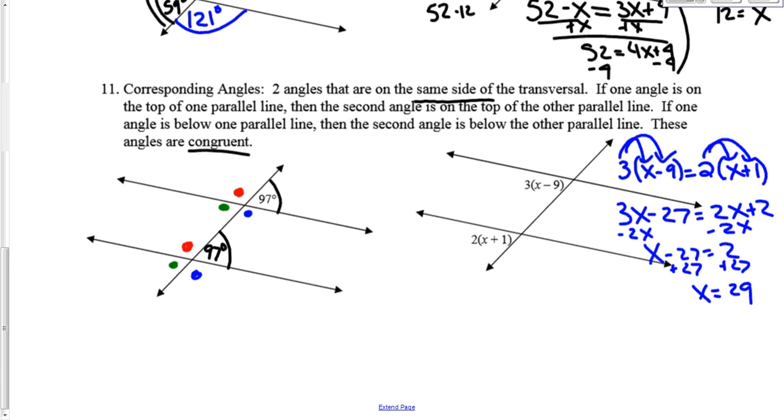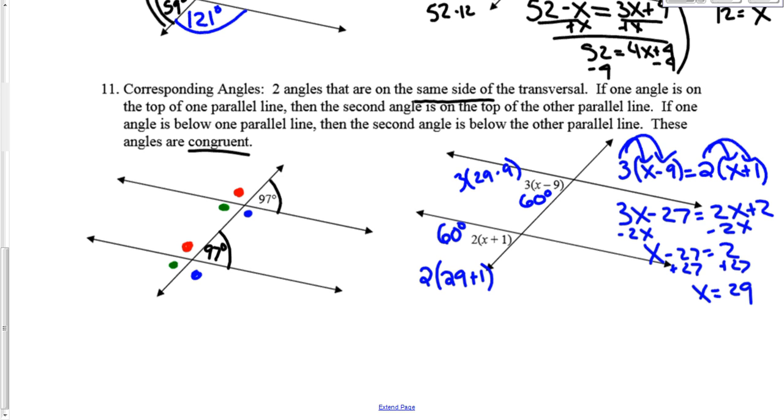So of course I can go back in and now do the math. 2 times 29 plus 1. 2 times 30, which gives me 60 degrees. And I have 3 times 29 minus 9, which is 3 times 20, which is 60 degrees.